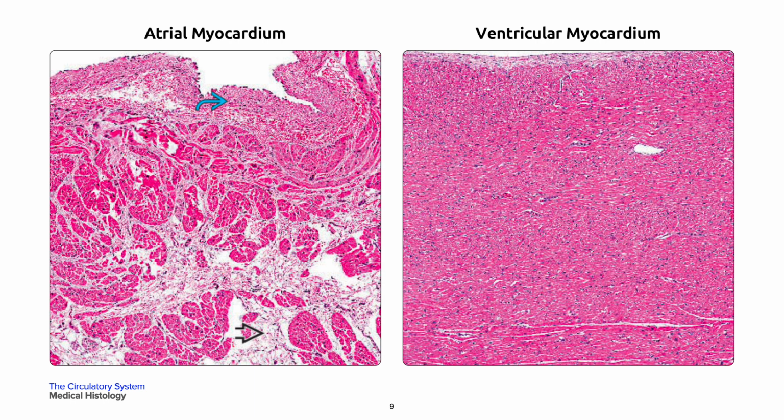On your right, aside from being thicker, the ventricular myocardium is also more compact and composed of layers of myocyte fascicles successively oriented in alternating directions.